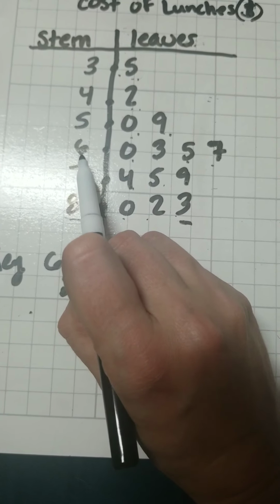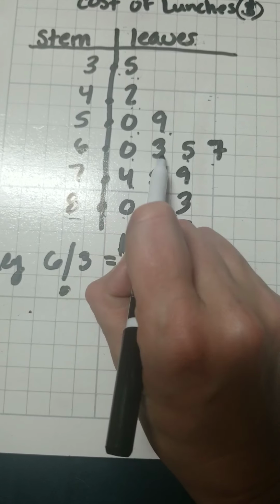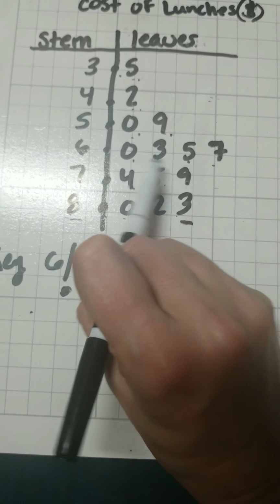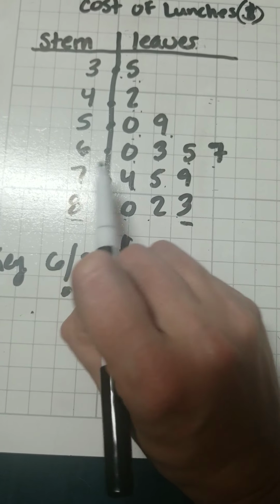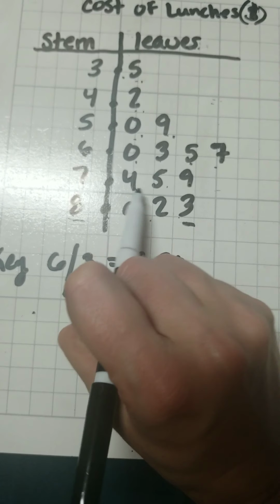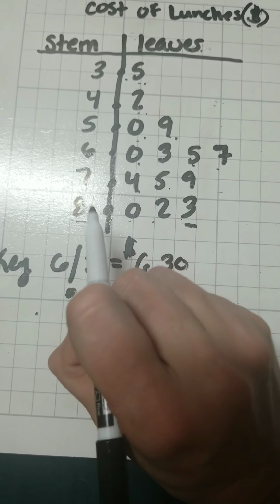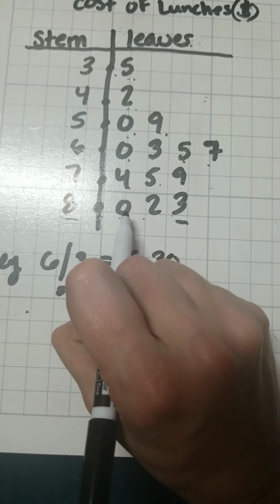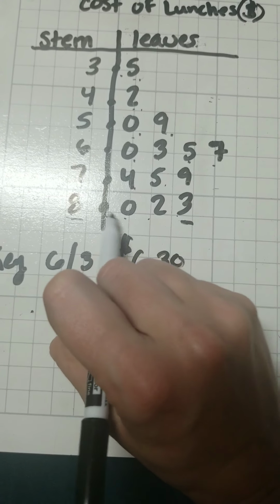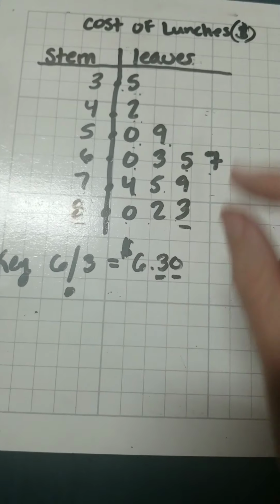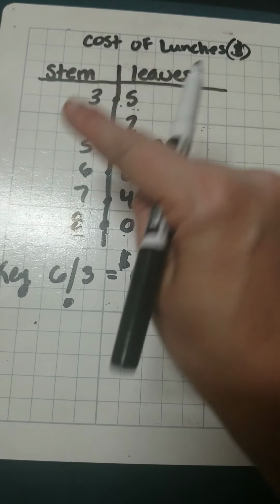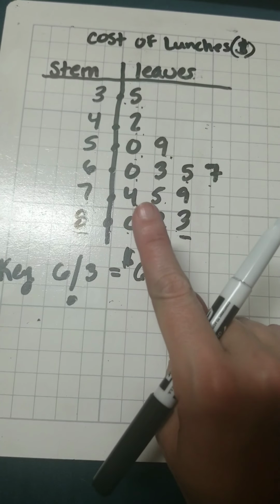So this is 6 as our stem, leaf of 0, 3, 5, and 7. So there is no repetition here. Stem of 7, leaves of 4, 5, and 9. There are no leaves that repeat themselves. Stem of 8, leaves of 0, 2, and 3. Once again, there are no leaves that repeat themselves. So every single piece of data in this data set is represented exactly one time.